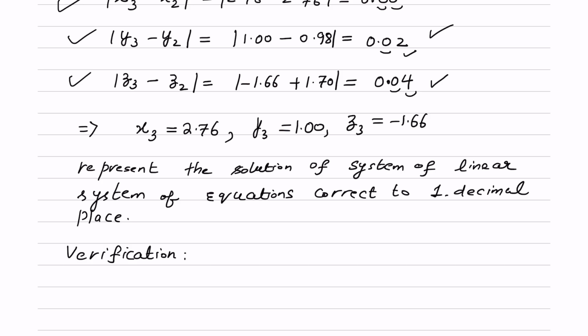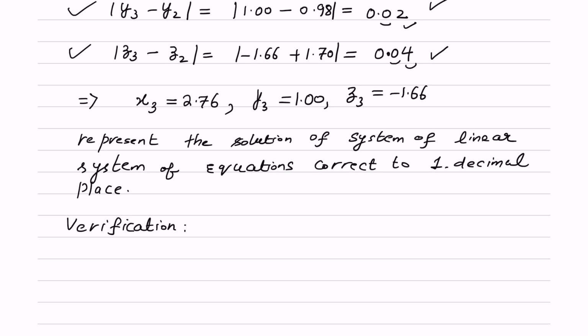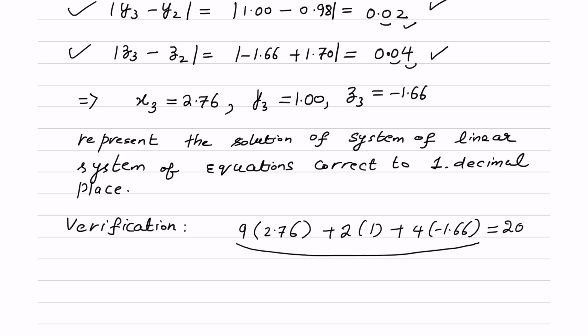To do that, we will plug x3, y3, z3 in the places of the variables x, y, z in the given system. So we have the first equation as 9x plus 2y plus 4z equal to 20. In the places of x, y, z, we will put x3, y3, z3. So we will have 9 into 2.76 plus 2 into 1 plus 4 into minus 1.66 equal to 20. The left hand side should be equal to 20, and when we look at the calculations, we will see that this is equal to 20.20, which is approximately equal to the right hand side, 20.